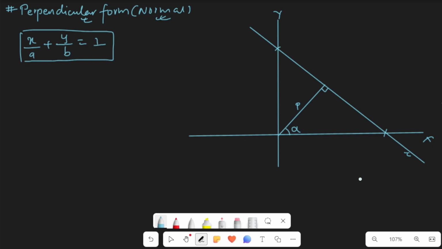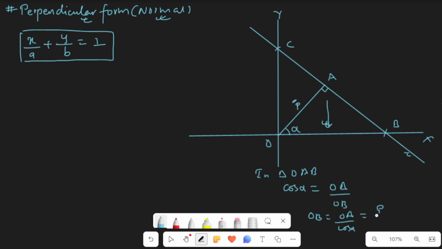So in this right angle triangle, let's call it O, A, B, and C. In triangle OAB, we can apply cos alpha. Cos alpha will be base OA and hypotenuse OB. Since we need to find OB, we write OB equals OA divided by cos alpha. Now OA is the length of the perpendicular, which is P. So OB is P by cos alpha. This is P by cos alpha, which is the x-intercept.